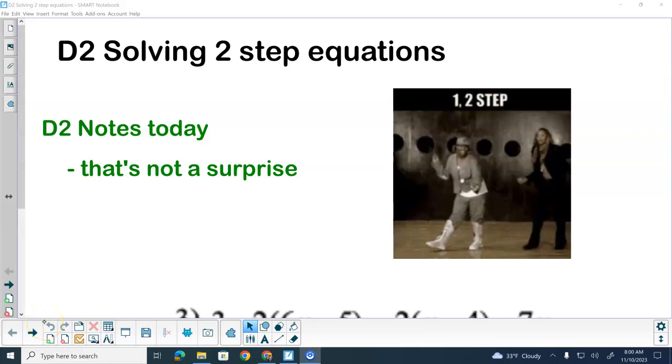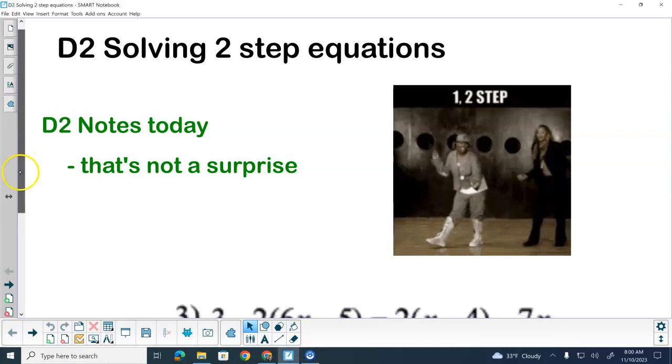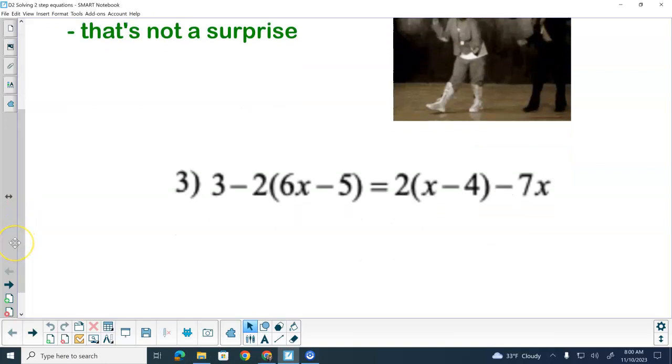All right, so remember, we're working our way up to, so yesterday we did solving with one step. So we either added a number to both sides and it was done. We subtracted a number from both sides and it was done. We multiplied by a number and it was done, or we divided by a number and it was done. Okay? We're working our way up to solving more complicated equations like this one.